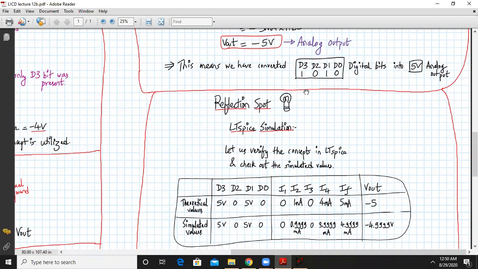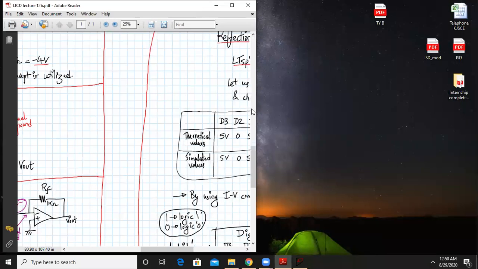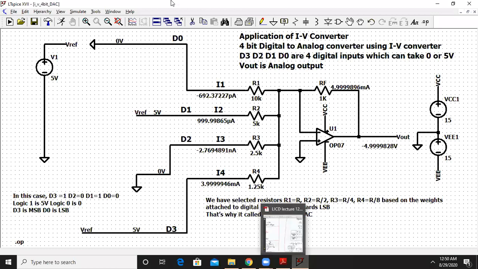Now we have a reflection spot. In the reflection spot, we'll go to the LTspice simulation and verify the concept in LTspice and check out the simulated values. So let me open up the window for LTspice. I have already made this application of the I2V converter, the 4-bit digital to analog converter, ready for y'all, and this is the short description. Y'all can go through it. It is the same thing as written in the OneNote PDF.